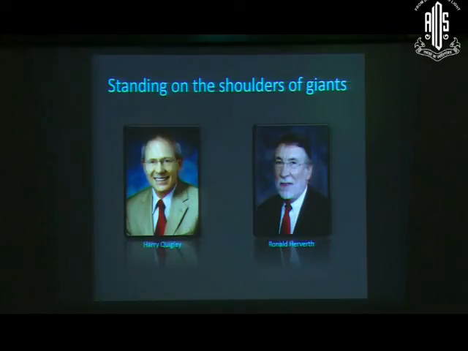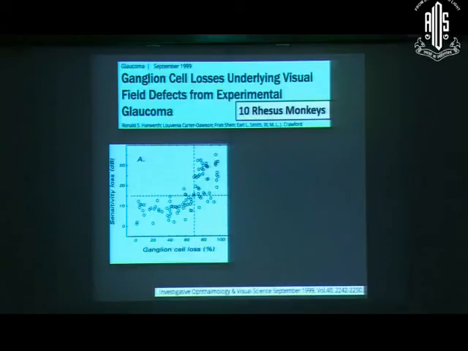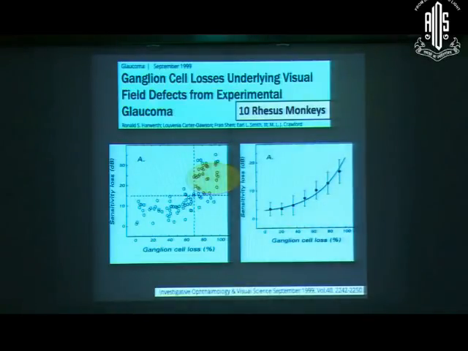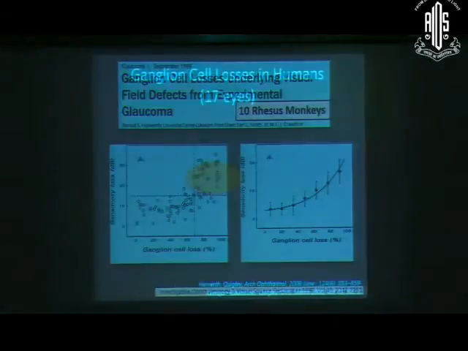The seminal work on retinal ganglion cells and visual field sensitivity was done by Harry Quigley and Ronald Hurwitz in the late 90s. Hurwitz actually trained monkeys to do visual fields. And what he showed was that early on, you get a little bit of field loss with a large number of ganglion cells lost. But as the disease goes on, for a given number of ganglion cells lost, you lose far more visual field. It was a sort of log-log relationship between visual sensitivity and ganglion cell loss as such.